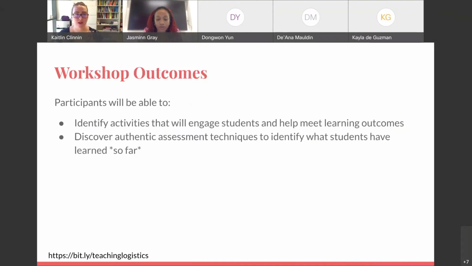So today we've got a couple of things that we'll be working on, and we'll talk about different activities that you can use to engage students and meet those learning outcomes in a variety of classes, as well as some assessment techniques that you can apply to learn what students have learned so far.